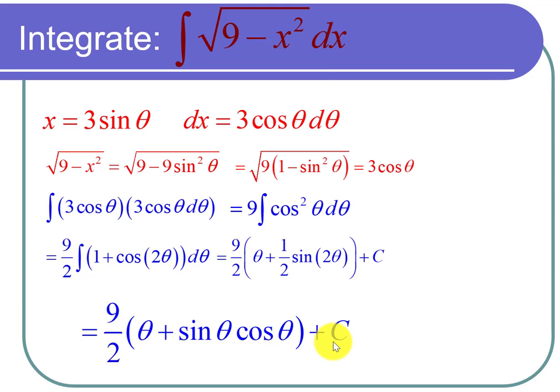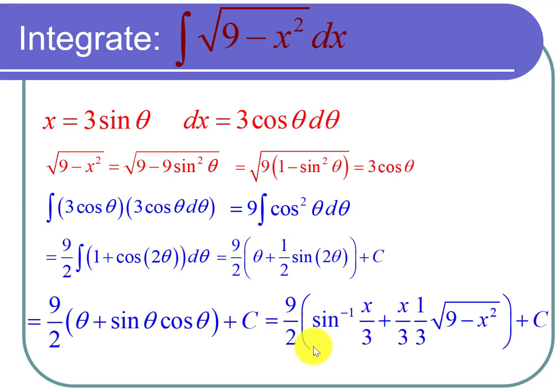Now we can substitute back in. So we look at the theta, but we know that x equals 3 sine theta. So divide by 3 and take an inverse sine. So we could say theta is the inverse sine of x over 3. Then we have a sine of theta. Well, sine of theta is x over 3. So here's the x over 3. And then we have times cosine of theta. Well, 3 cosine theta is the square root of 9 minus x squared. So I just divide by 3, and we get 1/3 times the square root of 9 minus x squared plus c.